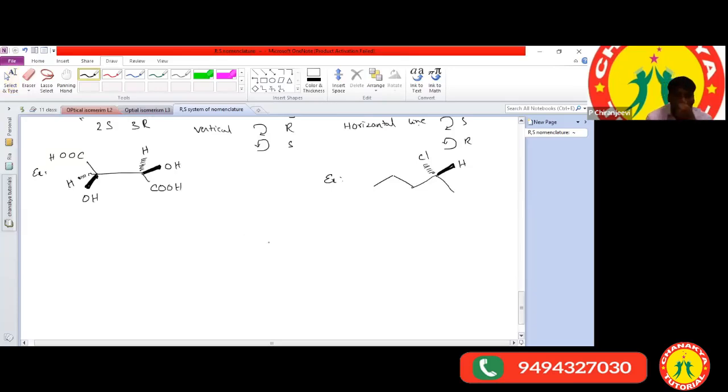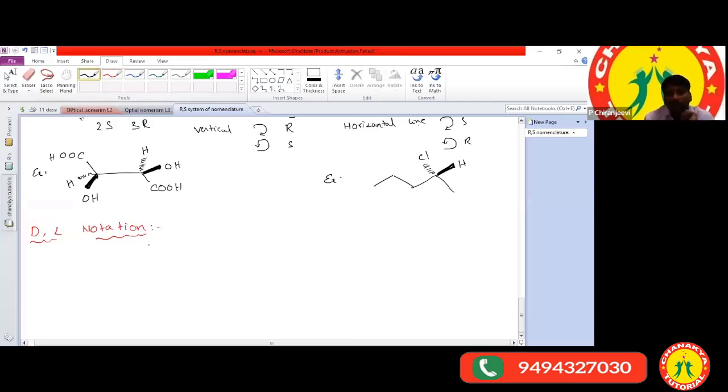Okay. Now we are going to discuss the new concept, which is related to the RS configuration and optical isomerism. So, DL notation, capital D and capital L notation. Clear?